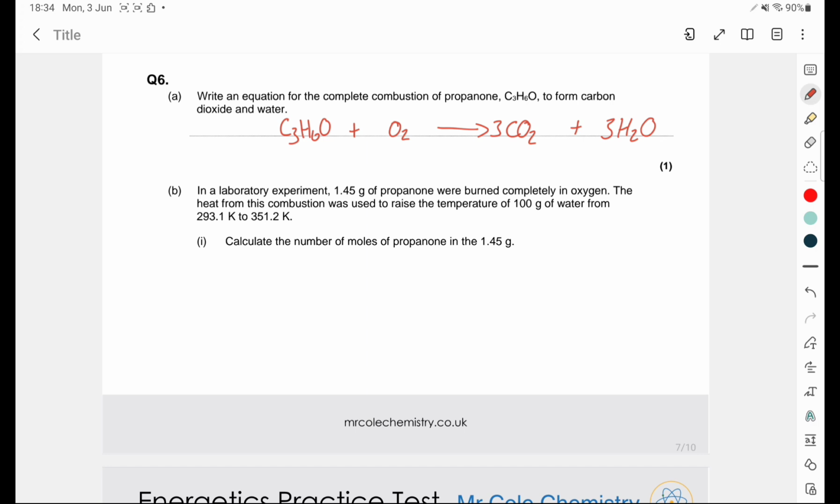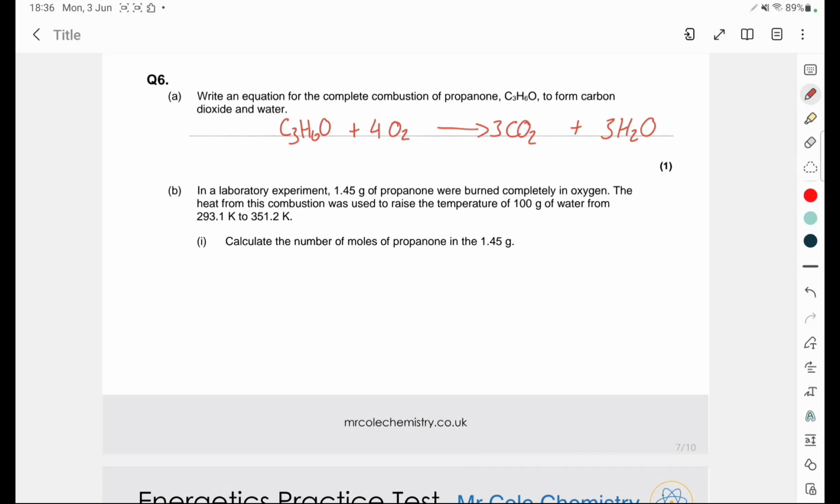Now that we've balanced the number of carbons and hydrogens, the last thing is to balance the number of oxygens. And you will see that we have 9 oxygens on the right hand side. We therefore need 9 oxygens on the left hand side, but it is important to remember there is an oxygen in the propanone. So actually we need to have 8 oxygens as part of the O2s, and therefore we need to have 4 O2s.